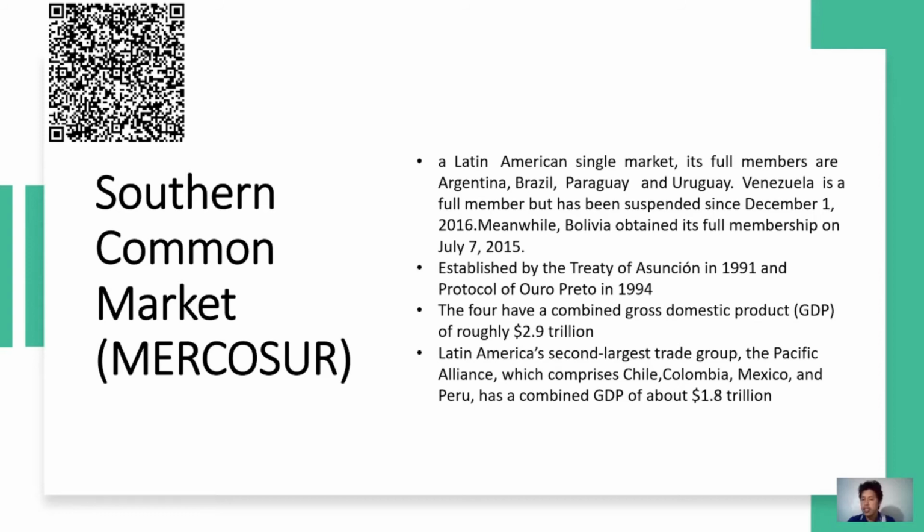Latin America's second largest group is the Pacific Alliance, which comprises Chile, Colombia, Mexico, and Peru, with a combined GDP of about $1.8 trillion.